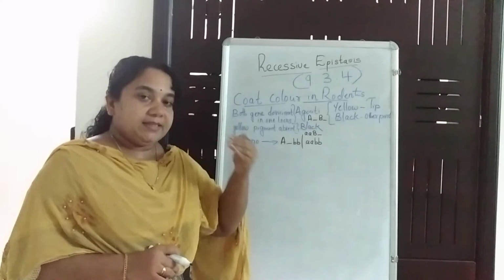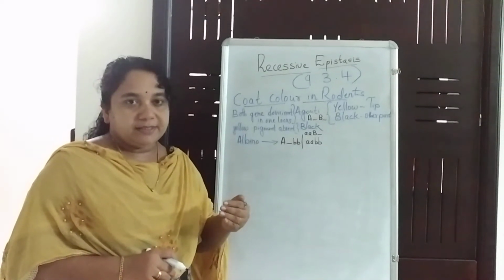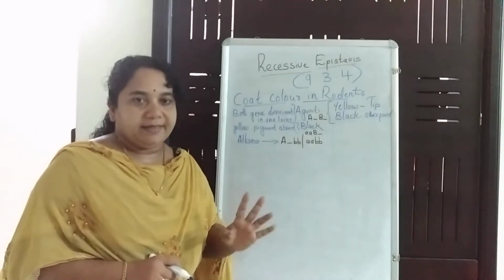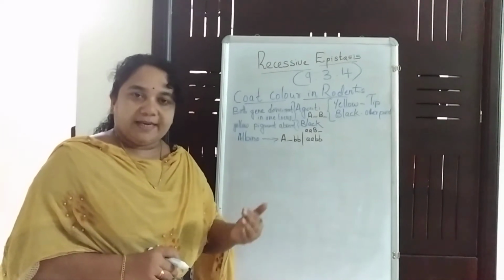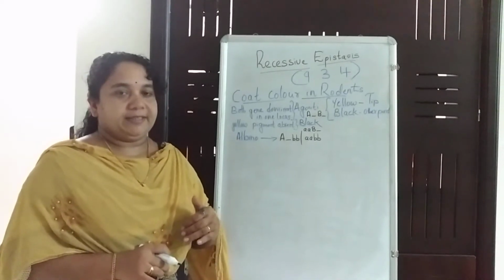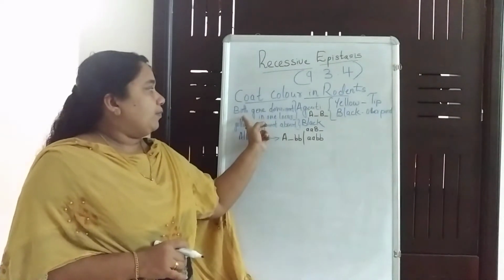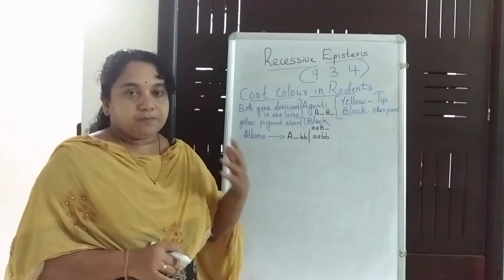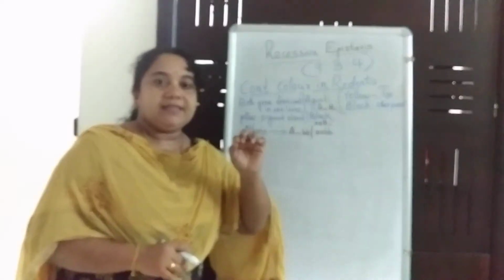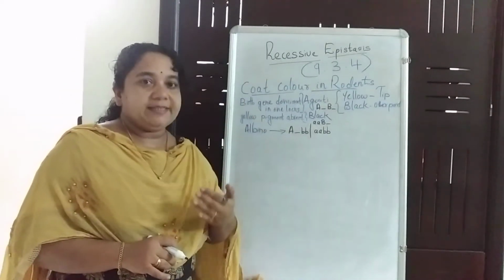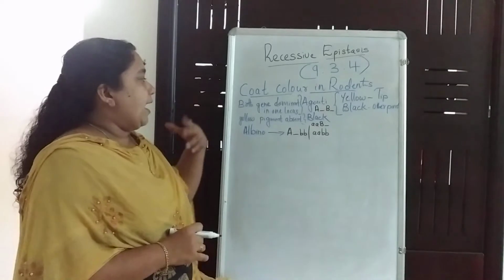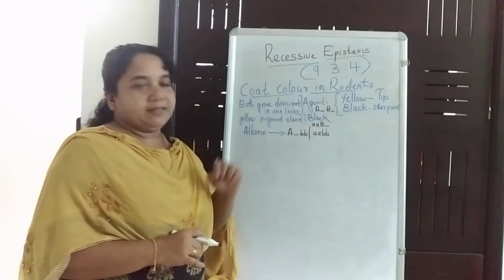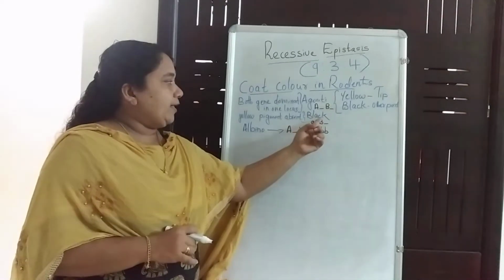The gene condition for agouti is that both genes must be in dominant condition, either in homozygous or in heterozygous condition. So agouti is the dominant expression of the coat color: its tip is yellow and its other part is black. Another phenotype of the hair is black.